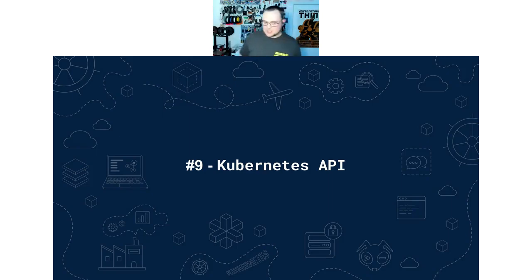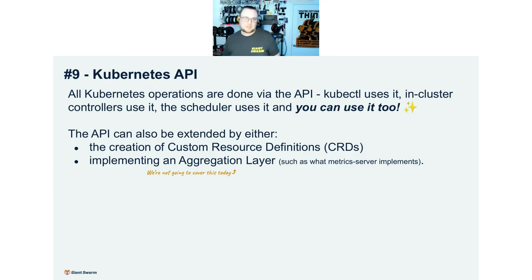Cool. So let's get to some more nitty-gritty stuff. So the Kubernetes API. All Kubernetes operations are done via the API. So kubectl uses it, any in-cluster controllers use it, the scheduler uses it, all these UI tools use it. You can use it too. It's just an API. There is a REST API available and a GraphQL API. I don't really know anything about the GraphQL API, so we're going to ignore that for now and focus solely on the REST API. The API can also be extended.